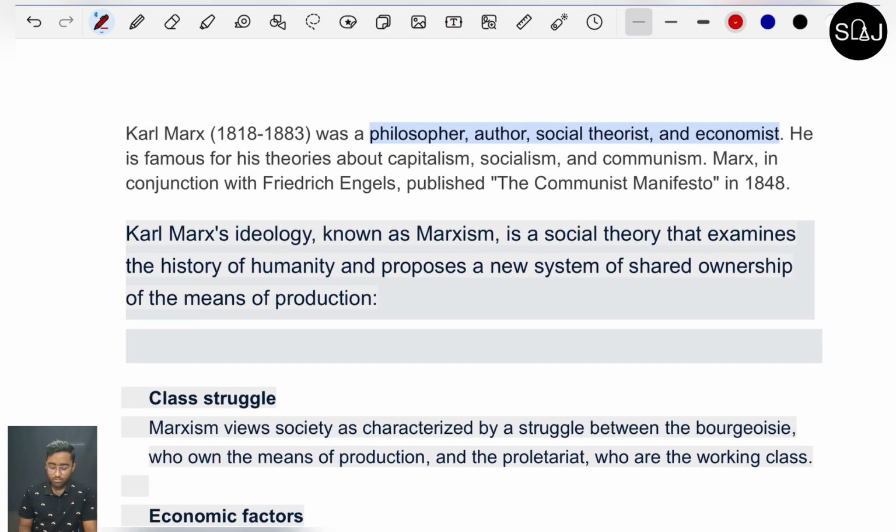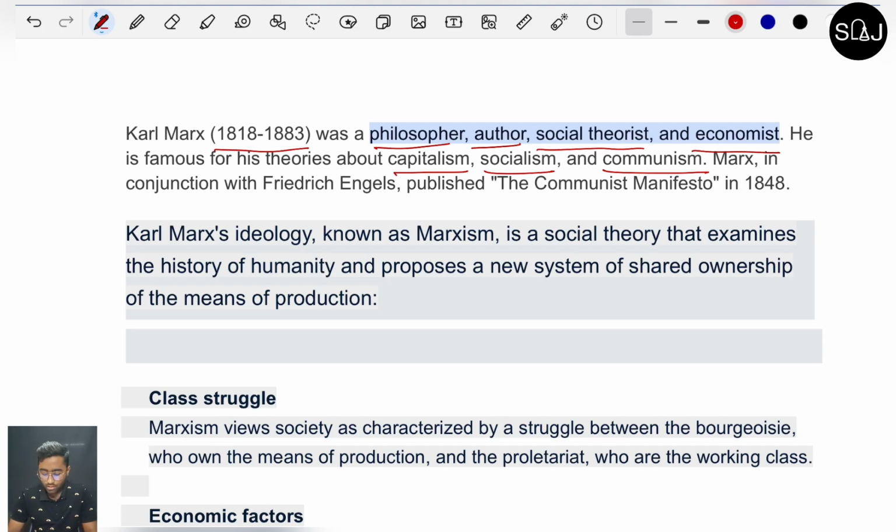Karl Marx. First of all, let's discuss who Karl Marx was. He lived in the 19th century, from 1818 to 1883. He was a philosopher, an author, a social theorist, and an economist. He is famous for his theories about capitalism, socialism, and communism.